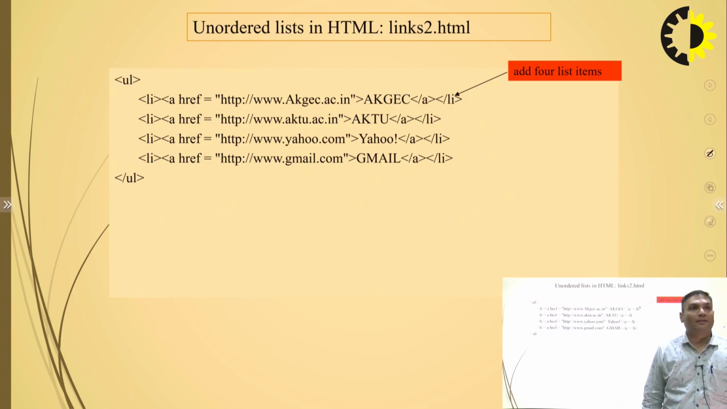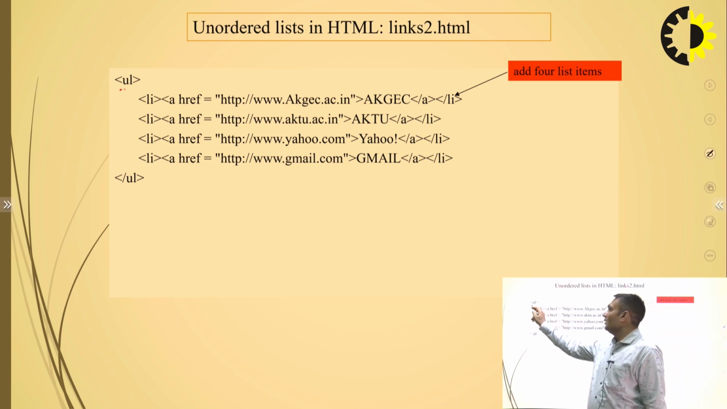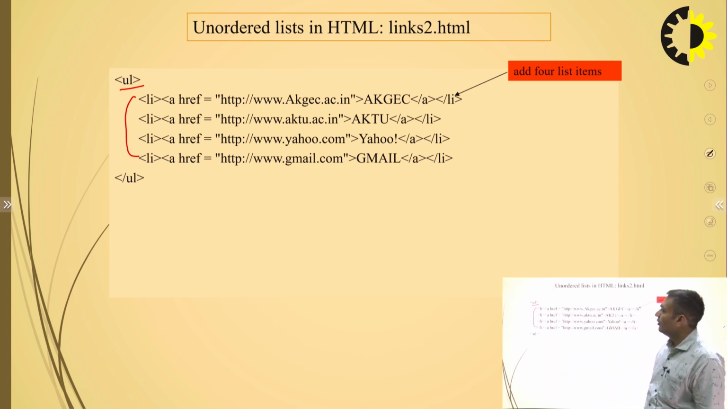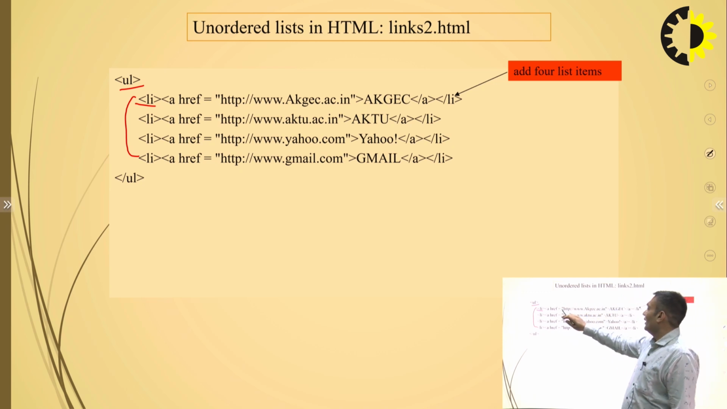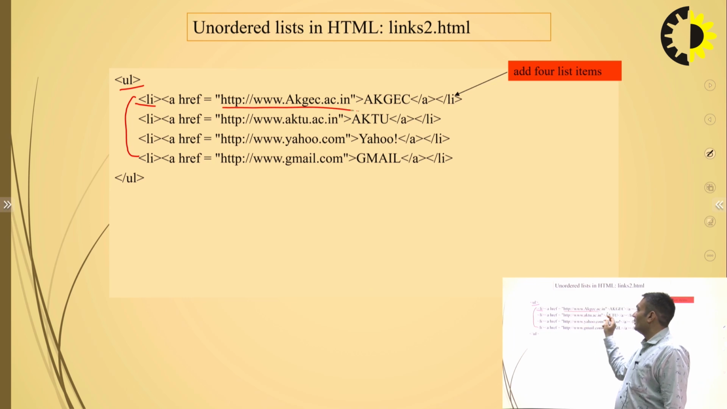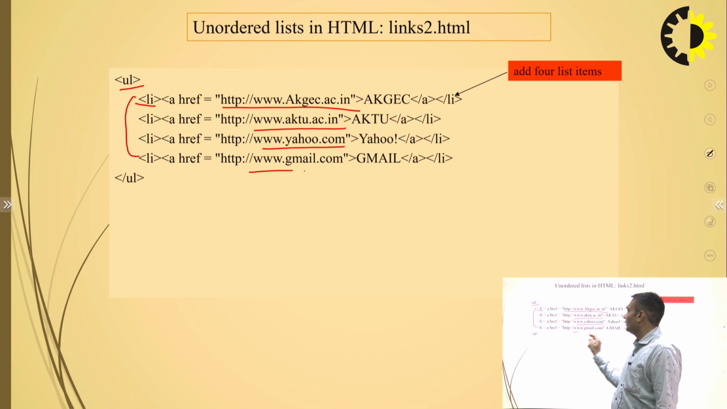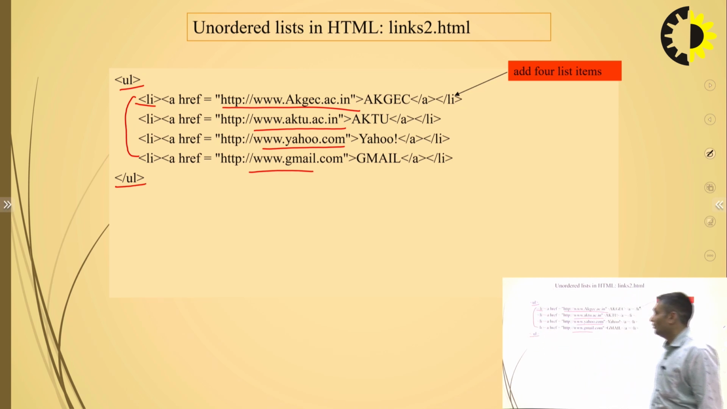So let's see an example. There is an unordered list UL, and there are 4 list items that are defined with the li tag, and these list items have anchor tag values. So first reference here, second reference here, third reference here, fourth reference here, and the unordered list is closed here.